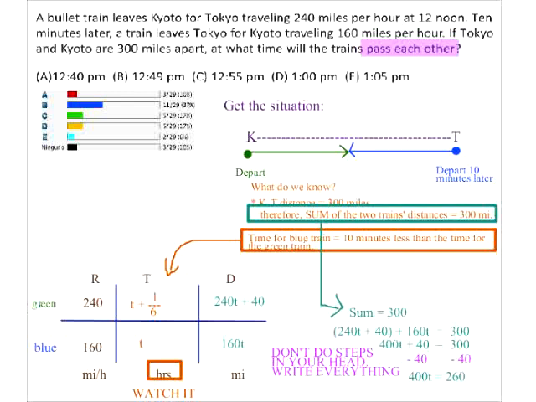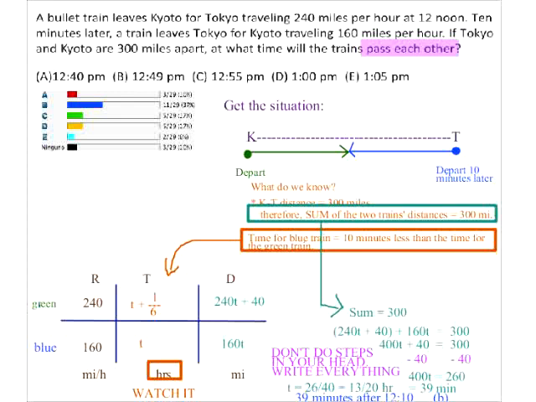So t is 26/40, which is 13/20 of an hour. 13/20 of an hour, since 1/20th of an hour is 3 minutes, is 39 minutes. But notice this is 39 minutes after this departure, because t is the time for the blue train. So the blue train started at 12:10, not at 12 o'clock. So it's 39 minutes after 12:10. So that's B.